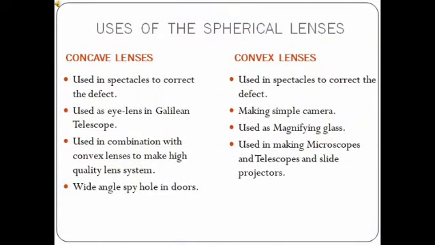Last we have spherical lenses, that is concave lens and convex lens. Concave lenses are used in spectacles to correct the defect. They are used as eye lens in the Galilean telescope, used in combination with convex lens to make a high quality lens system, and they are used as wide angle spy hole in the door. For convex lens, uses are they are used in spectacles formation, making simple camera, used as magnifying glass, used in making microscopes and telescopes and slide projectors.